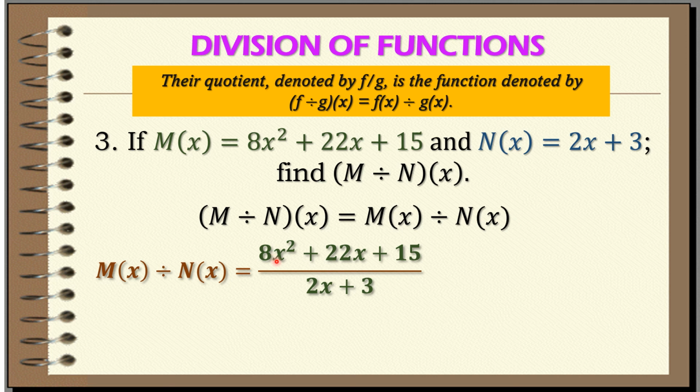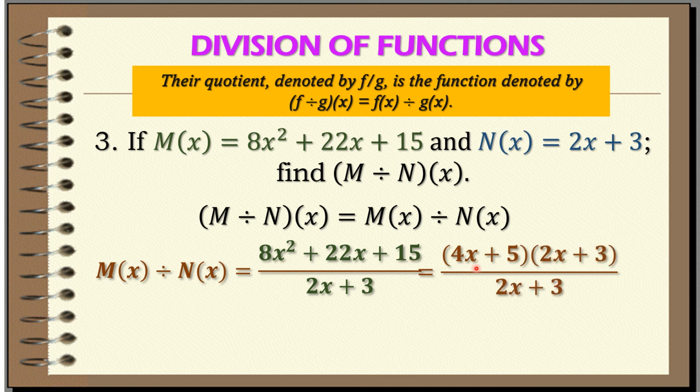And then we can factor out the function on the numerator. The factors of that function are 4x plus 5 and 2x plus 3. Okay? Our denominator 2x plus 3 has a match. Okay? Binomial on the denominator, which is 2x plus 3. And therefore, we can cancel them out since that is only equal to 1. And then, the remaining would be 4x plus 5. This is now our final answer.